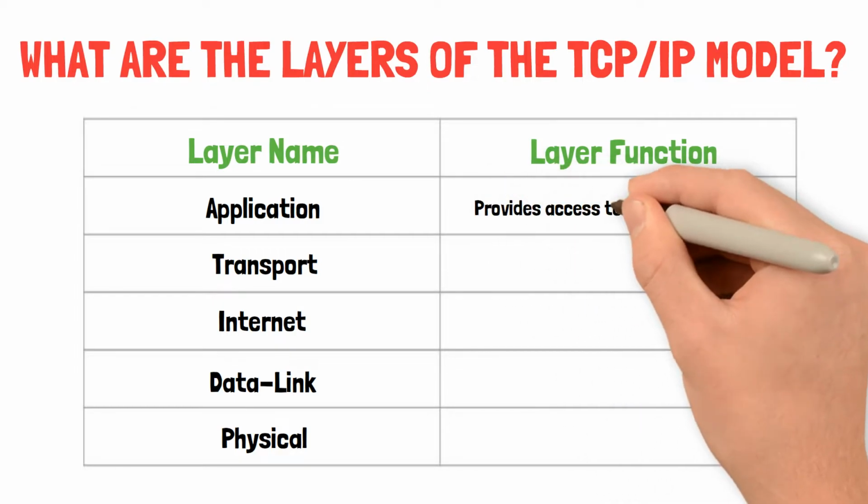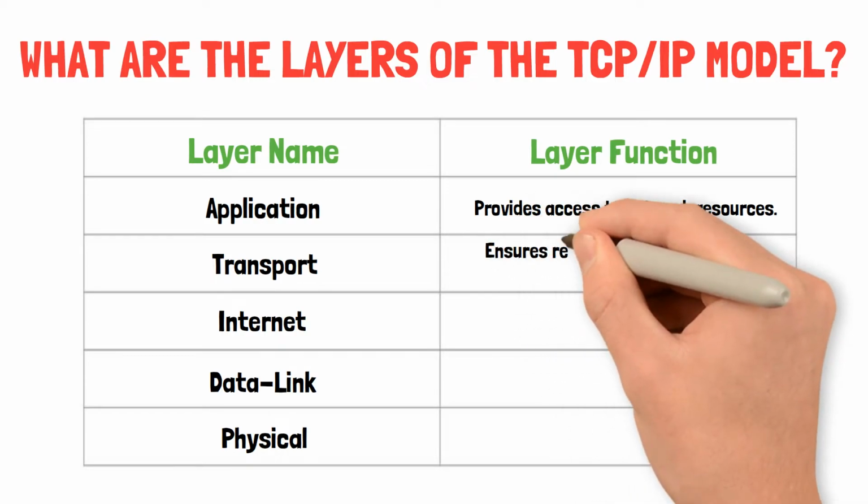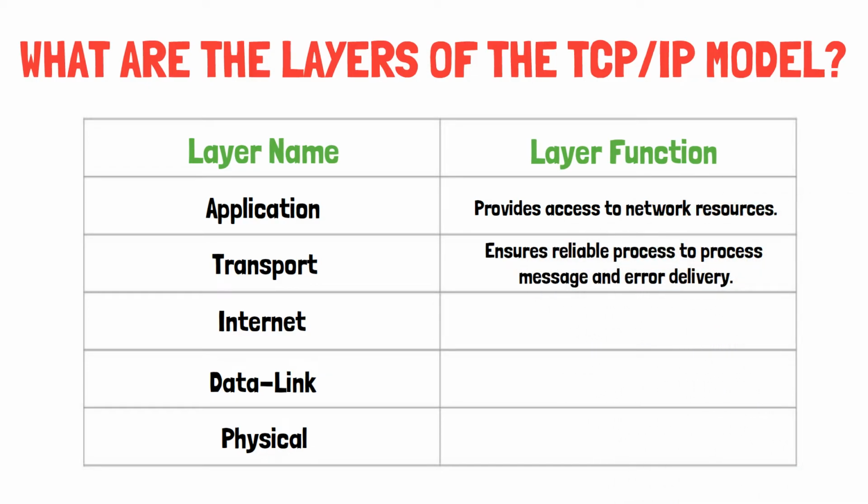The application layer provides access to network resources. Basically, this breaks down presenting data to the user, encoding and session control, things along those lines. The transport layer ensures reliable process-to-process message and error delivery. This more or less means supporting communication between devices and networks.